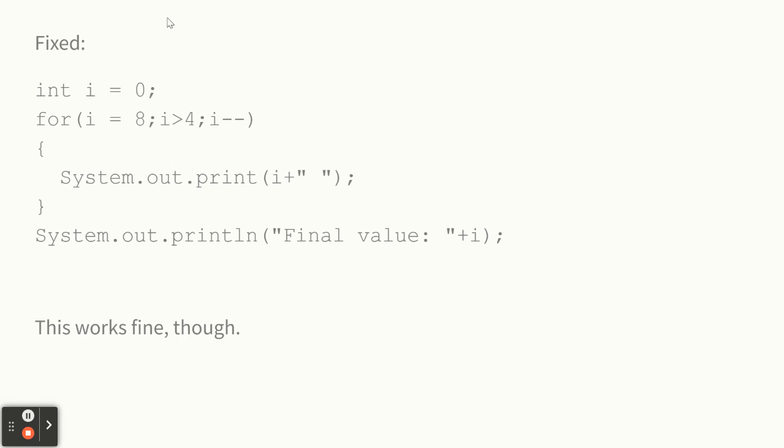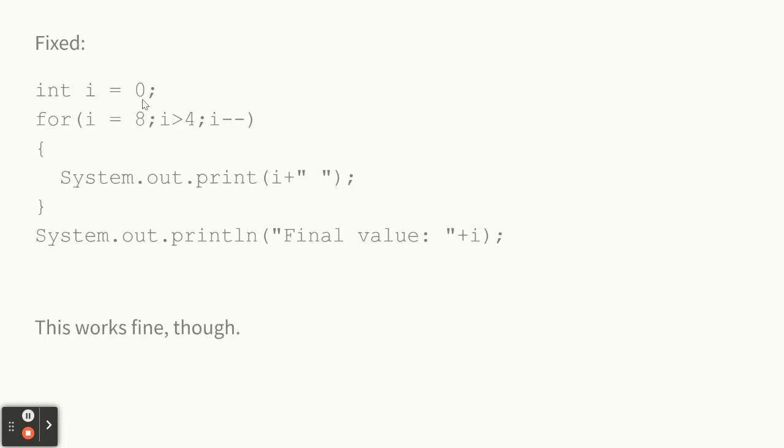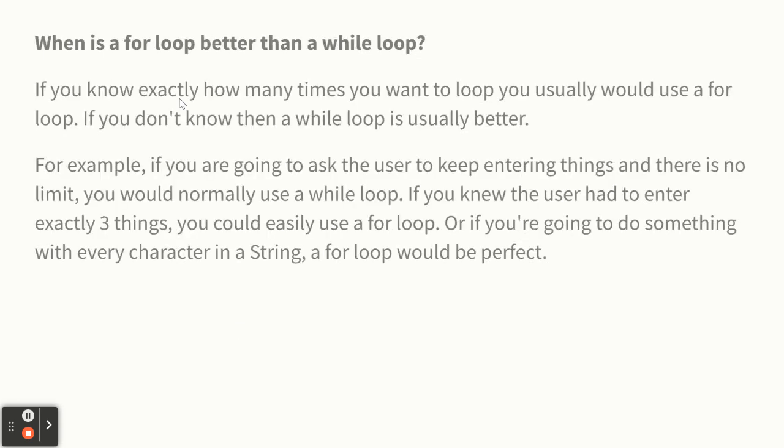So I fixed this problem. Notice I said int i equals 0 above the for loop. And then instead of saying int i equals 8, I just said i equals 8 because i already exists. And that way i does exist down here. That's different from this one where i got declared in the for loop itself, whereas right here, I declare it before the for loop. Not a big deal.